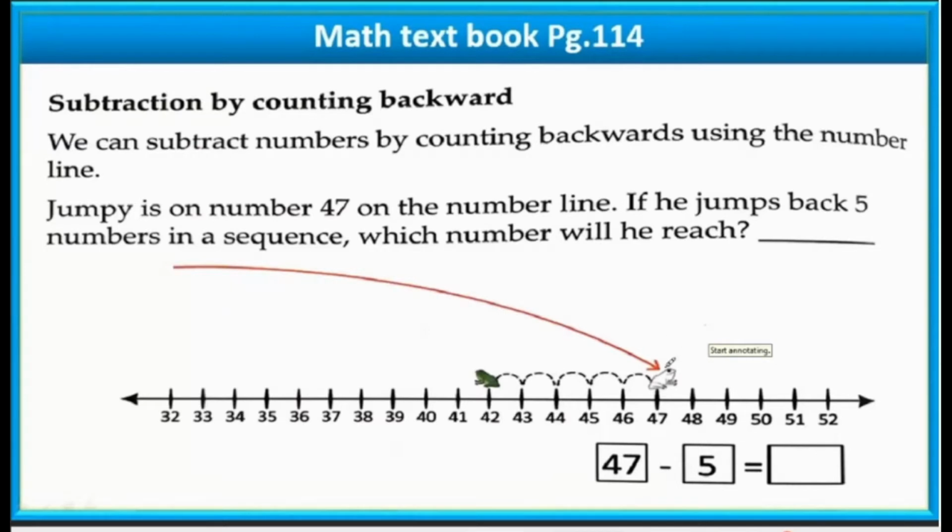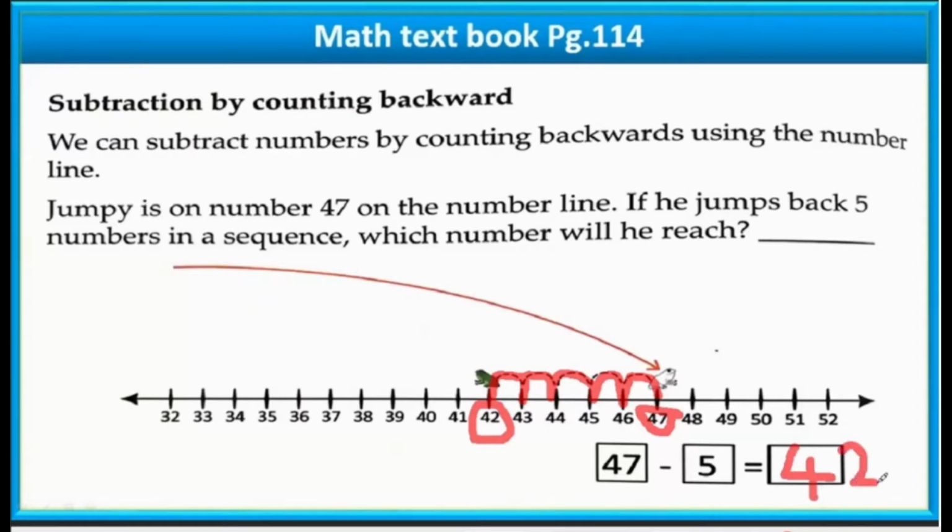Yes, here. Initially he was sitting on the number 47, and from 47 he is jumping backward 1 time, 2 times, 3 times, 4 times, 5 times. So he is jumping backward 5 times. So when he jumps backward 5 times, he will be sitting on the number 42. So that is our answer.